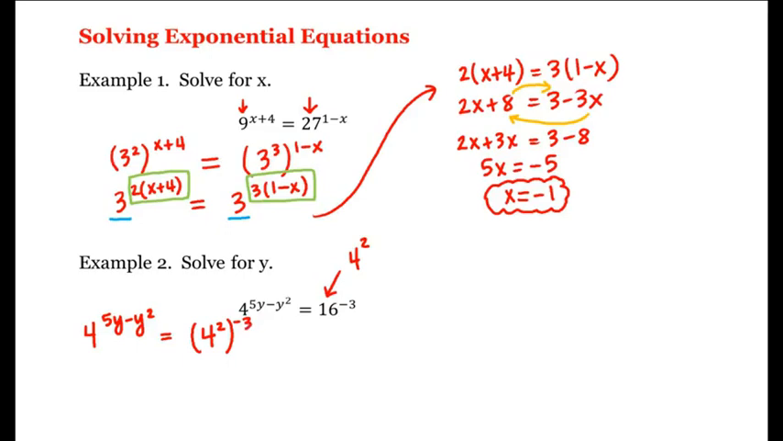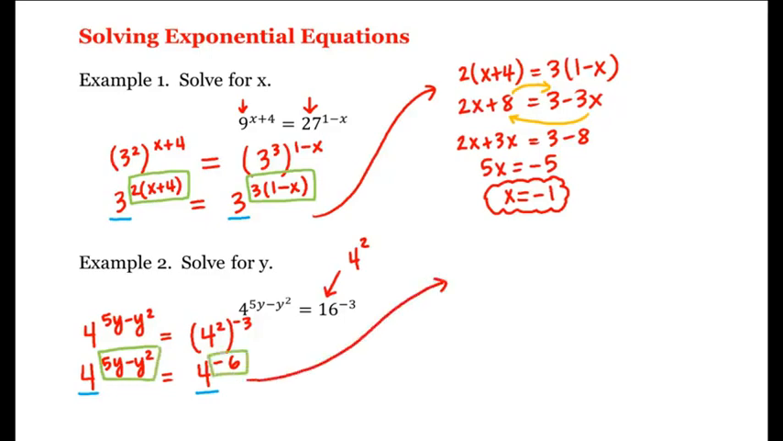And now on the right, we can multiply those exponents, which gives us 4 raised to the 5y minus y squared is equal to 4 raised to the 2 times negative 3, or negative 6th power. Again, now that these bases are the same, these exponents will be as well. That is, 5y minus y squared is equal to negative 6.